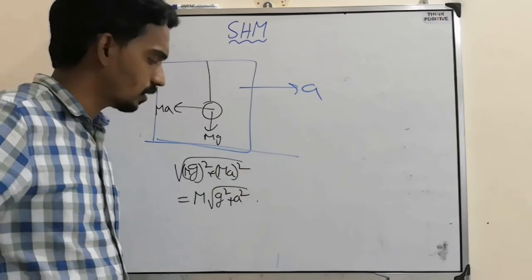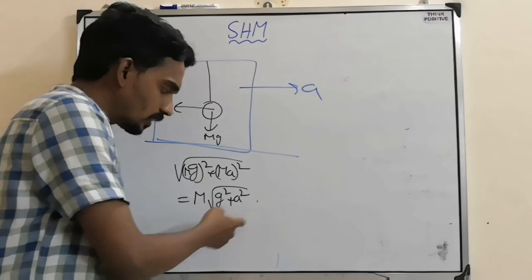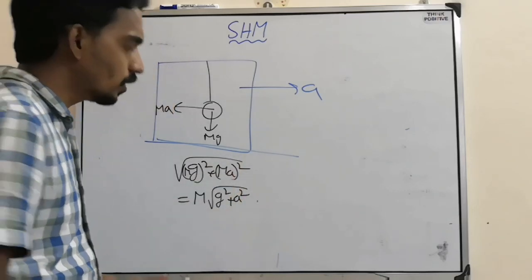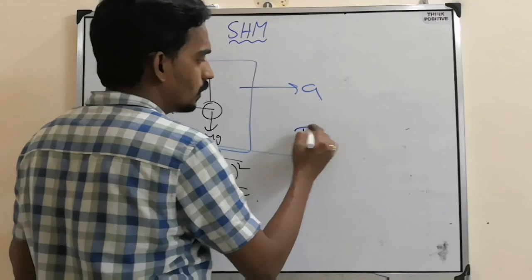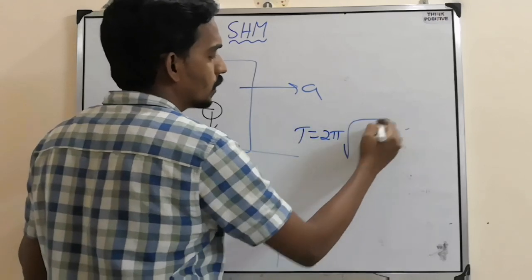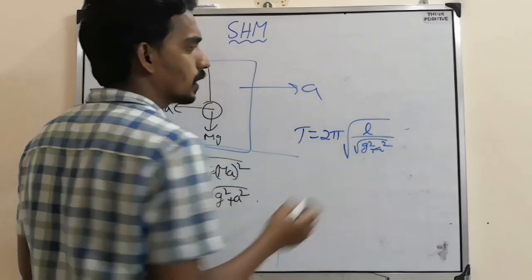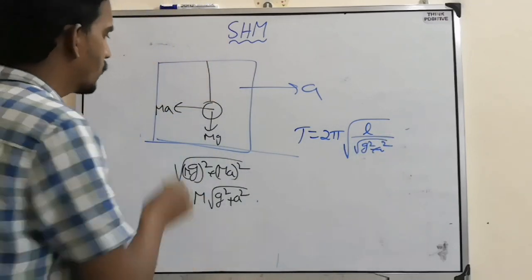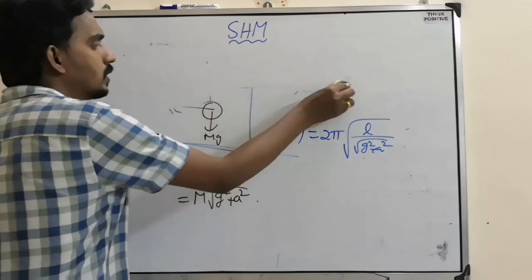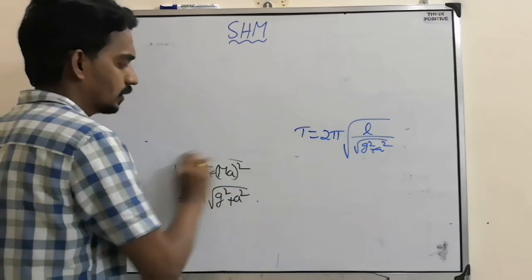In the first case it was mg. But here, m into this is g effective. So now what will the time period become? T equal to 2 pi root L by g effective, where g effective is how much? Under root g square plus a square. So this way they will give different applications.